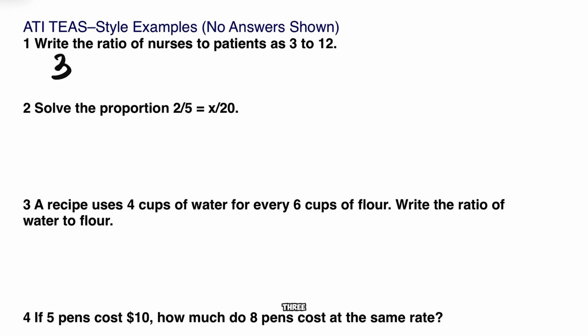So we have 3 is to 12. Now you see that we can easily divide this ratio by what? By 3. We can divide all through by 3 because 3 is a factor of 12. So if we divide the ratio by 3, you will see that we will have the ratio 1 is to 4. So one nurse is in charge of taking care of 4 patients. One nurse is assigned to 4 patients.